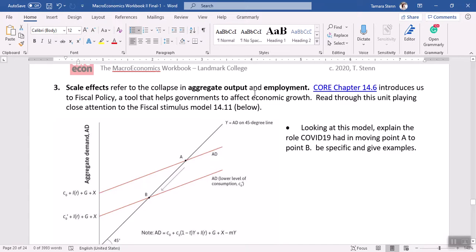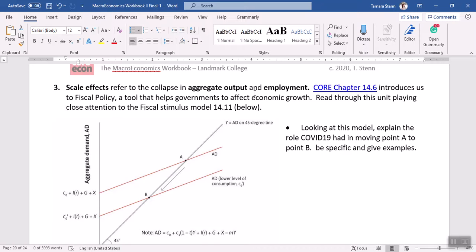Okay, and they refer to the aggregate output, the collapse in aggregate output and employment. So that means everything that's created by everybody that can possibly create it. So when that entire system collapses, we're looking at what comes next, right? What's the scale? Chapter 14.6 introduces us to fiscal policy.